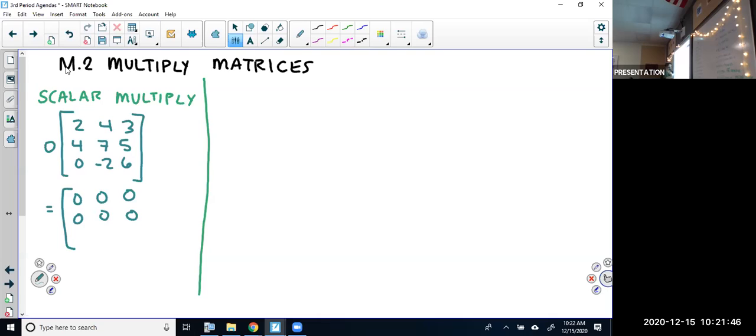Wait, can I guess the next one? Yeah, I think it's going to be 0. 0, 0. Wow. So we literally just distribute it into everything.